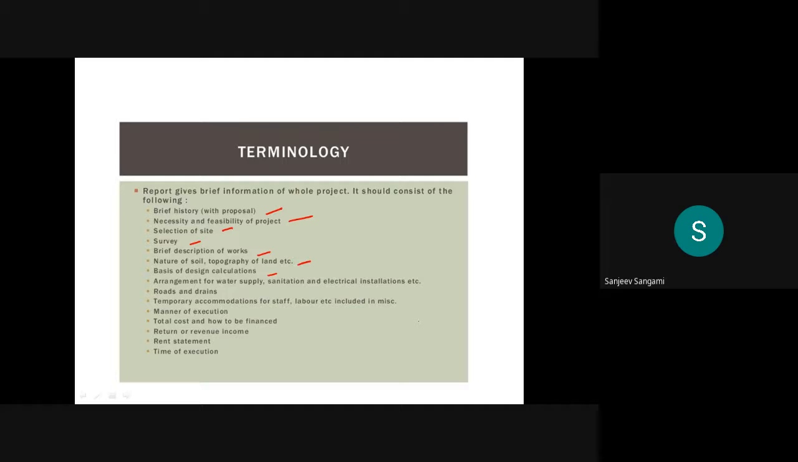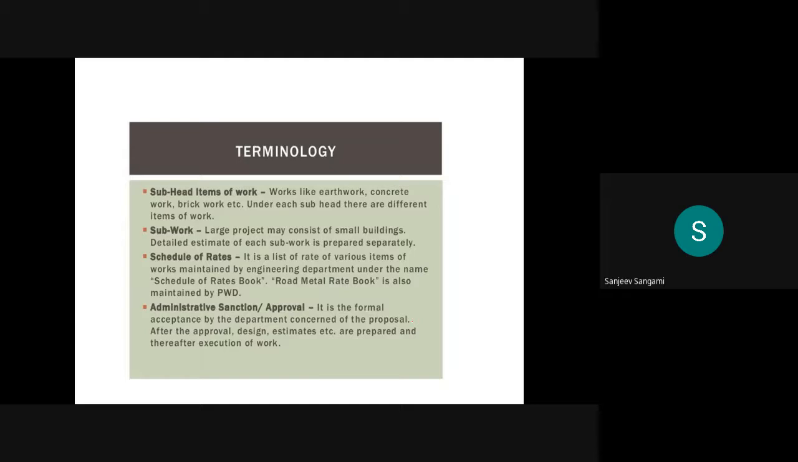Then arrangements of water supply and sanitation and electrical installations, roads and drains. Then temporary accommodations for staff and laborers, how exactly it will be done, and what type of excavation you are doing. Then total cost and how it is to be financed. So return or revenue income, how much revenue, that is expenditures versus benefit. Then the rent statement and time of execution are also required.